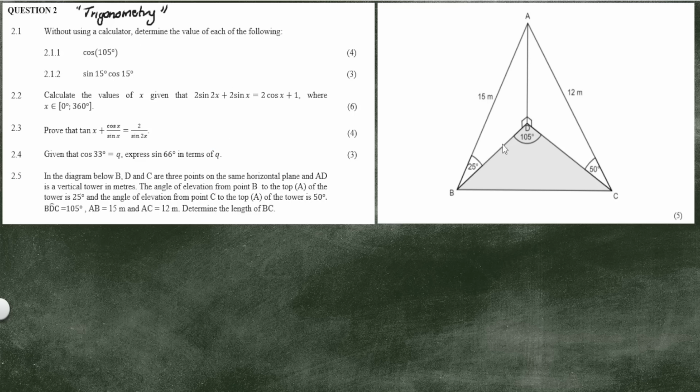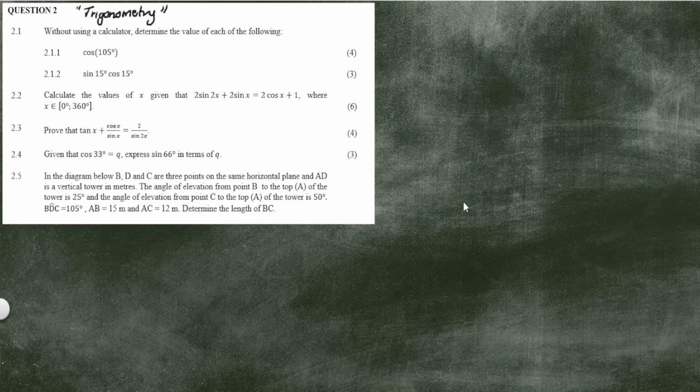All right, let me cancel this and let me hide this for a moment, just temporarily. Let's answer 2.1. I'm going to bring up the triangle image once we get to 2.5. So 2.1: without using a calculator, determine the value of each of the following. For 2.1.1, the first question, they are giving us cos 105 degrees.